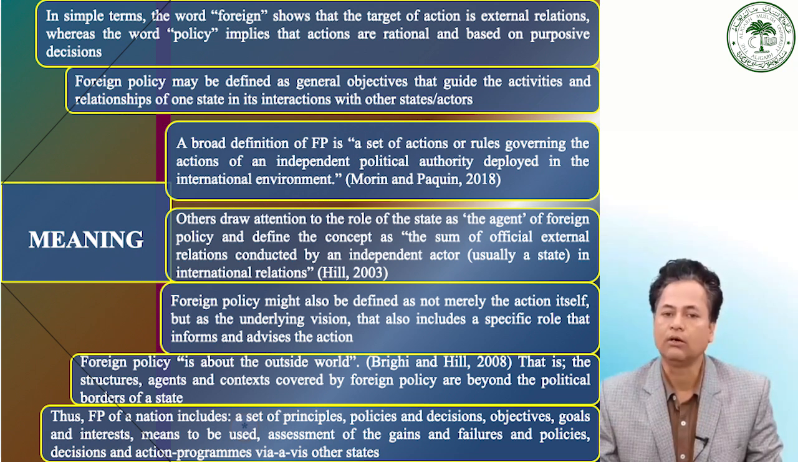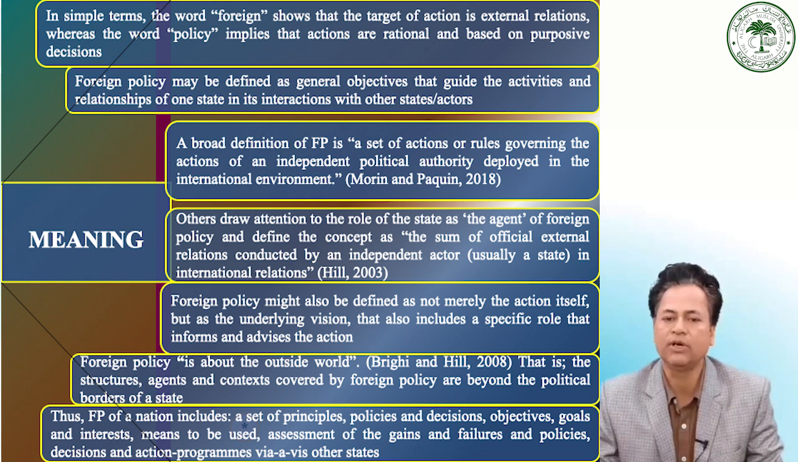What is foreign policy all about? In simple terms, when we use the word foreign, it shows that the target of action is external relations or the international arena, whereas the word policy implies that the actions are rational and based on purposive decisions. So when we say foreign policy, it means two words, and the two words have different meanings. The first, foreign, in simple terms means external; it's not something related to your internal politics. And second, when you say policy, it means we are talking of some kind of decisions, some kind of objectives that are to be taken by the state for achieving those objectives.